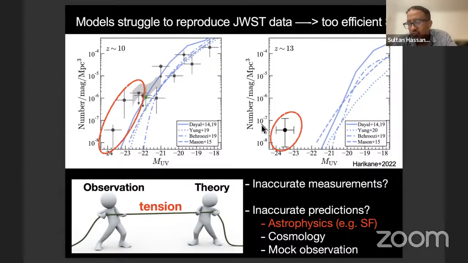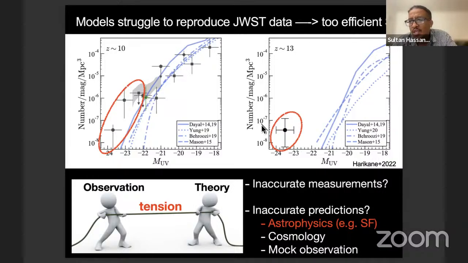Now, how do we solve this from our end? Because this is where the interesting science comes in. It could be mainly inaccurate predictions on our side. So maybe the way that we model cosmology is wrong, maybe you can say lambda CDM is wrong, and you can invoke your favorite scenario to boost the halo mass function so you can get efficient star formation.